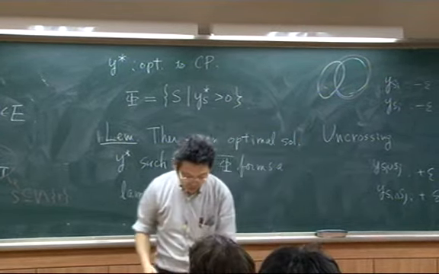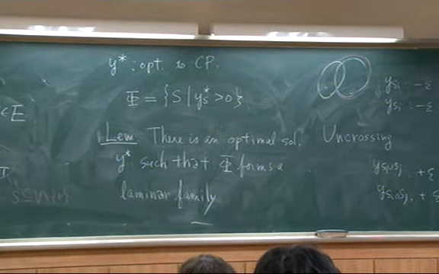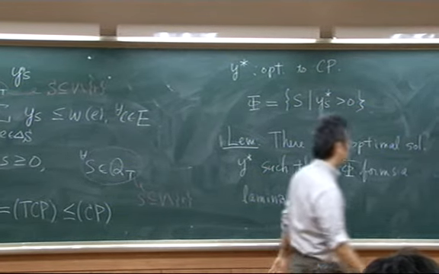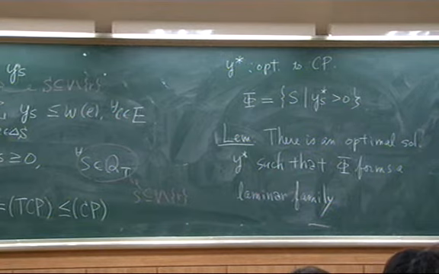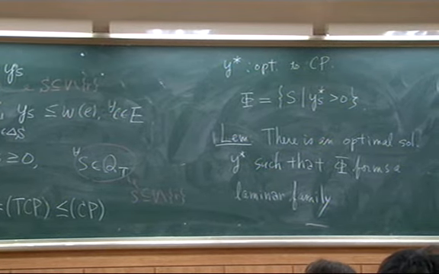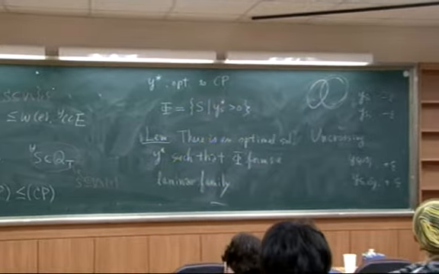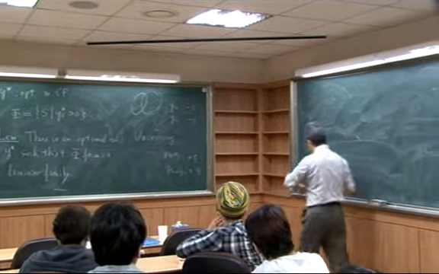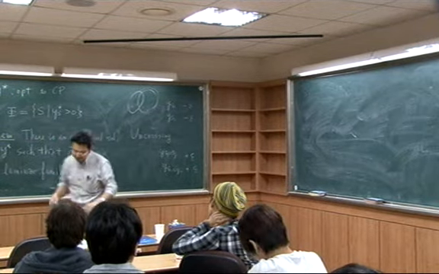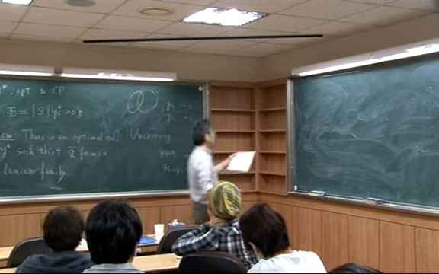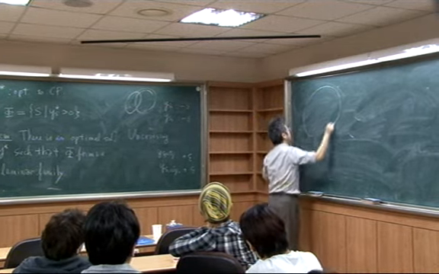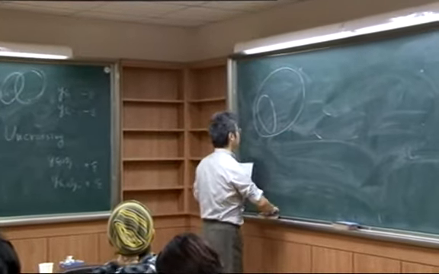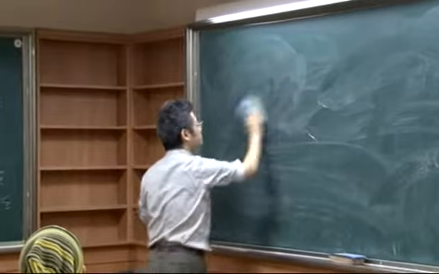Okay. Now, therefore, I can assert that in polynomial time, I can obtain an optimal y star, where the positive values are taken by a laminar family. Now I come to the point. Okay, so let me assume that we have a laminar family.